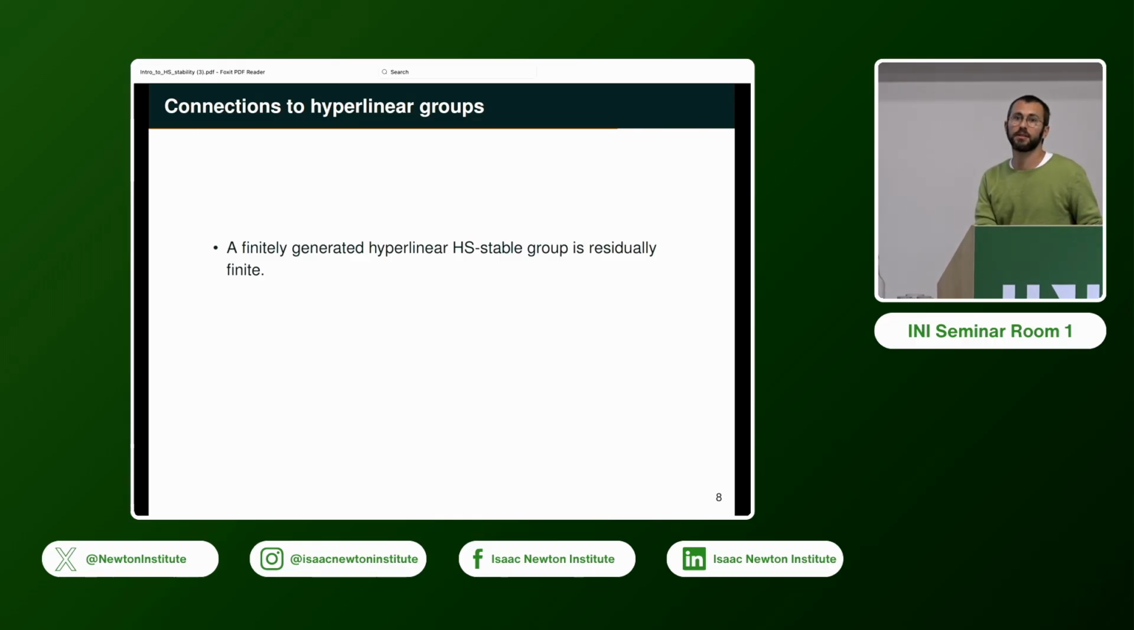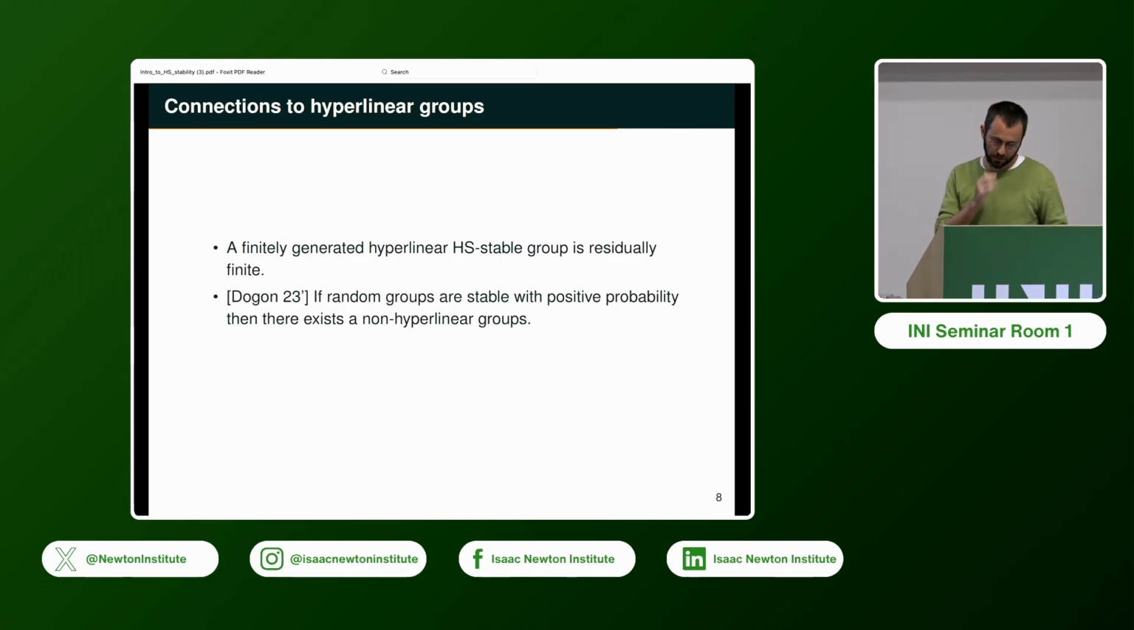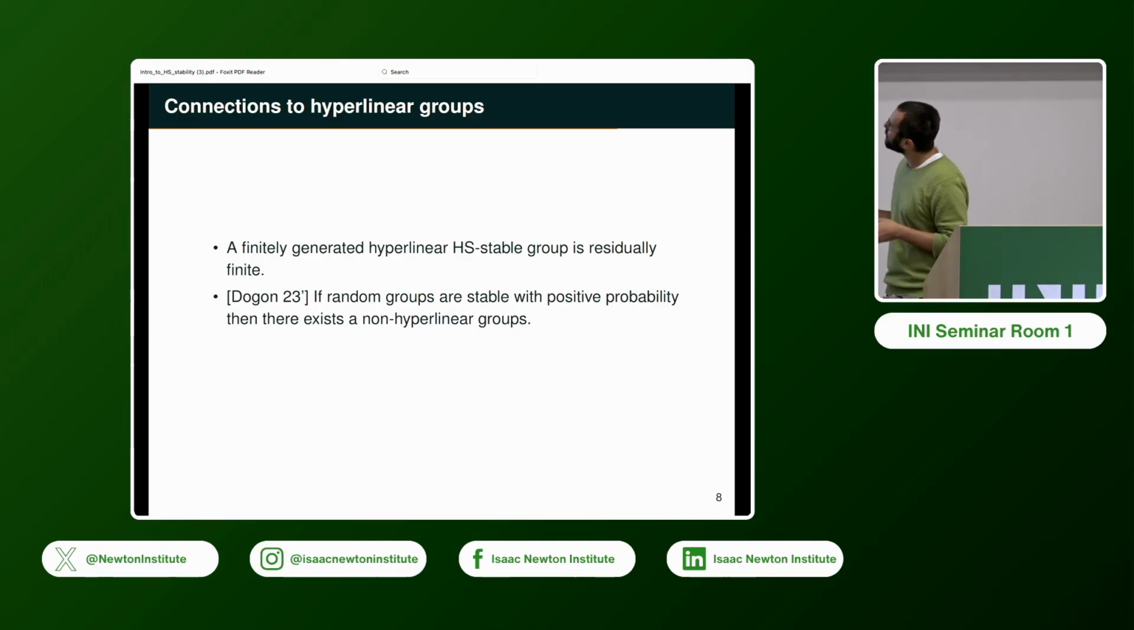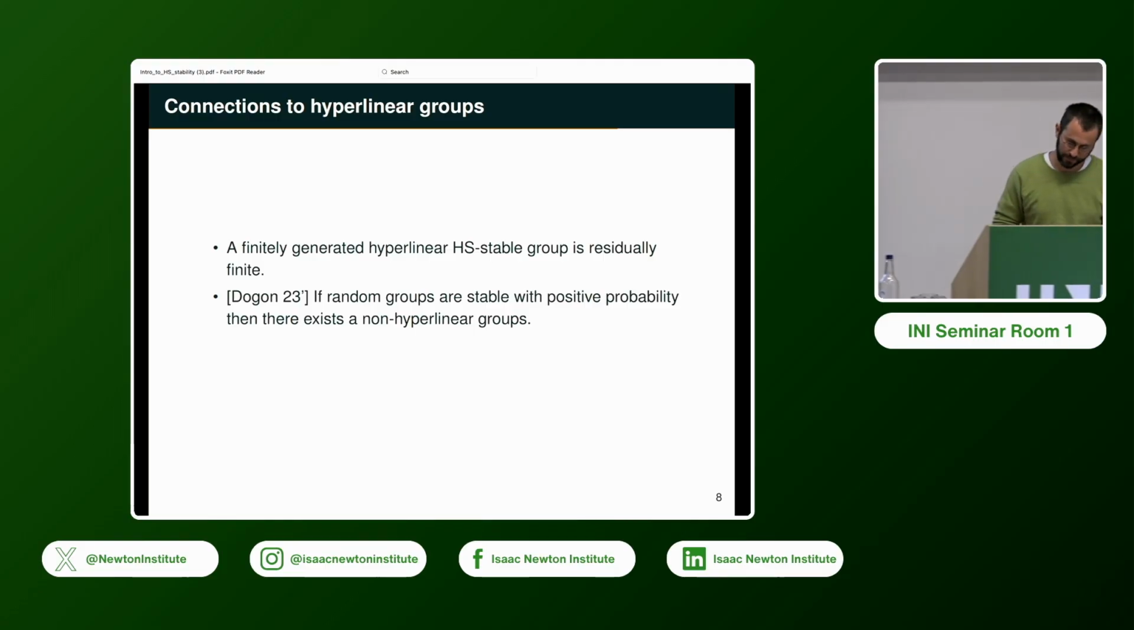But other connections arose later, as follows. Alon Dogon proved that if you have a group with property T and non-vanishing cohomology and a bit of extra assumptions, but what's nice is that it does work for random groups, for example. If you show that the random group with positive probability is stable, there exists a non-hyperlinear group. This non-hyperlinear group will be a central extension of that group.